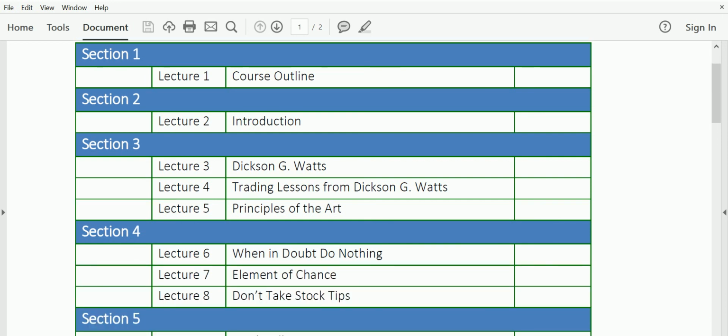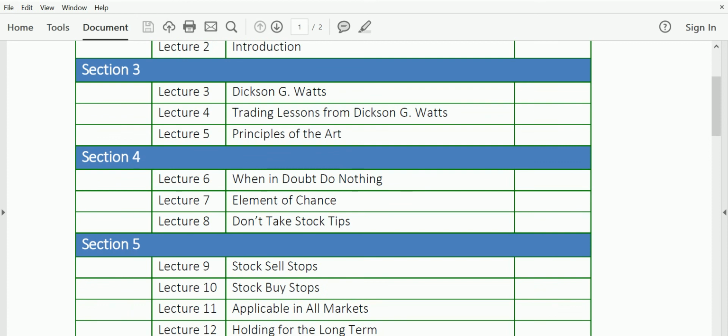And then we talk about in section four, some of these principles of the art. Basically, when in doubt, do nothing. So if you're unsure about going into the market, then do nothing. And then lecture seven, we get into the element of chance, where we talk about how you're not going to be right 100% of the time in the stock market. And then lecture eight, we talk about not to take stock tips and how important that is, that you come up with your own reasoning and your own methodology for the market.